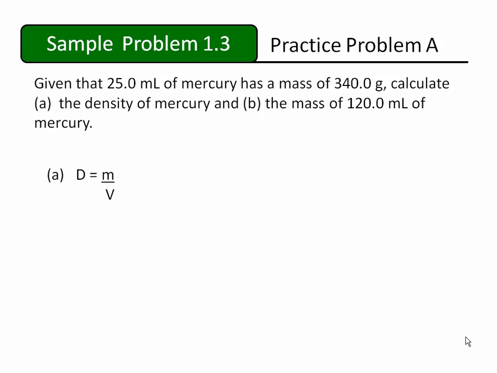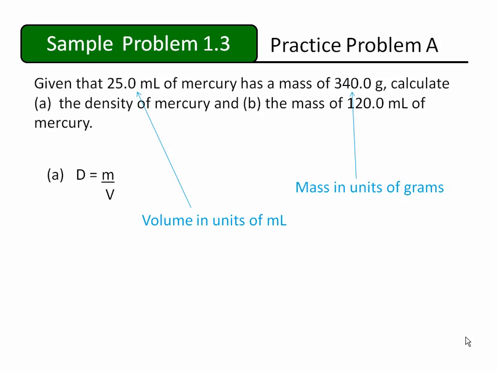We'll begin by looking at the density equation. You can look it up on your exam information sheet if you can't remember it. Density is mass divided by volume. We are given a 25.0 milliliter sample. This is the volume, and we know that the mass of this sample is 340.0 grams.